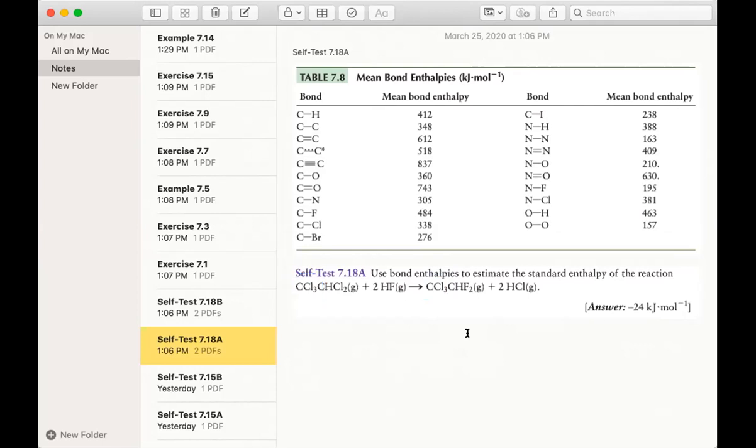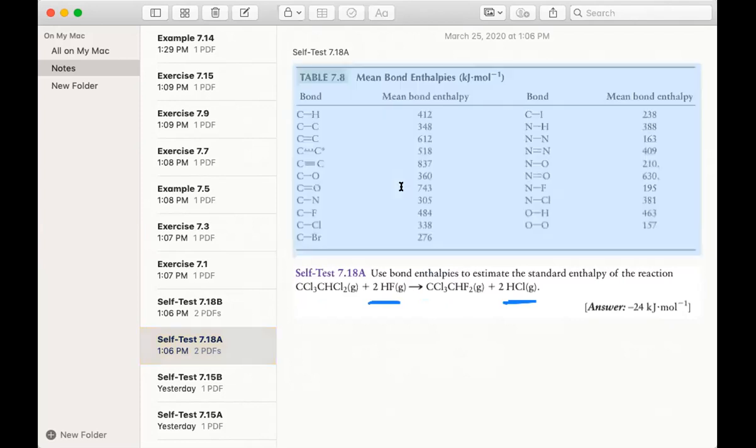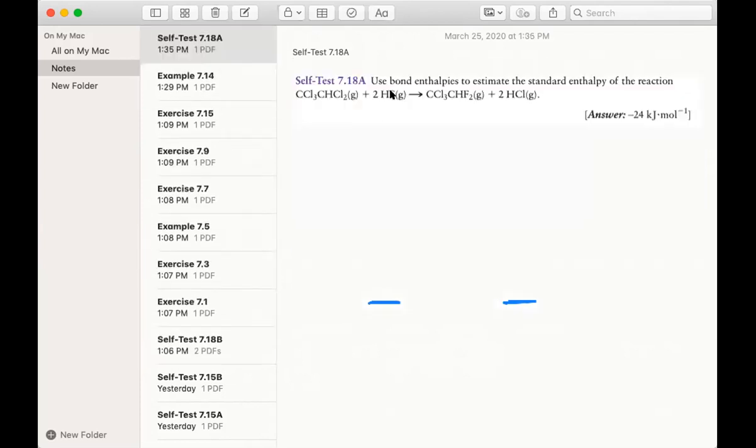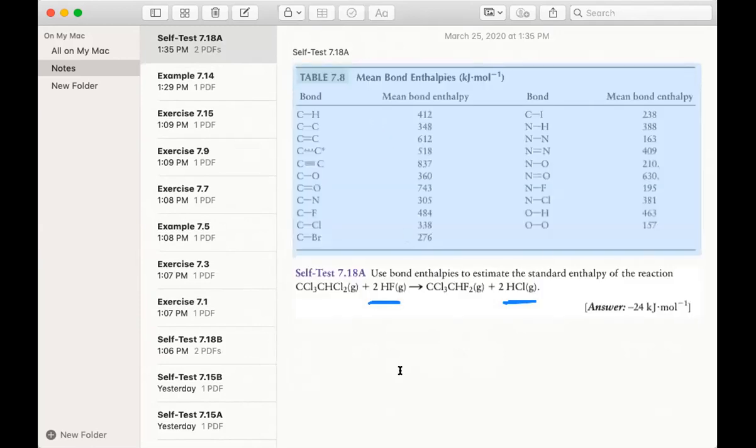Well, we had 2 HFs, now we have 2 HCl's, right? So there are 2 HF bonds breaking and there are 2 HCl bonds forming. And why in the world is that not included here? I don't know. So I'm gonna have to Google and get you that information. So you know what? Skip this. Okay. Or was that a dumb thing to do? Let's see. Might have been dumb.